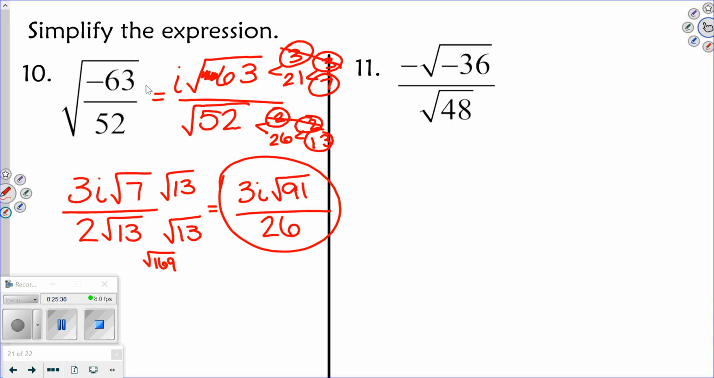All right, so number 11. All right, so I don't have to split it. It's already split as two fractions, or two radicals there. So next thing, can I simplify? It says negative 36 over 48, simplify. To what?